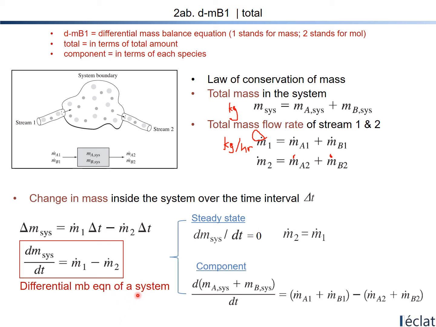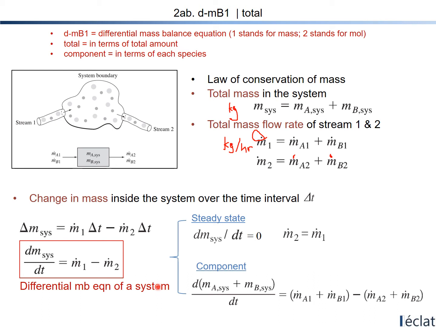Shortly, this one is going to be titled DMB1. DMB1 means differential material balance equation version 1. 1 stands for mass in my lecture, and 2 stands for mole. So DMB1 means the differential mass balance equation. So we have obtained the differential form of the material balance equation of a system in terms of mass.